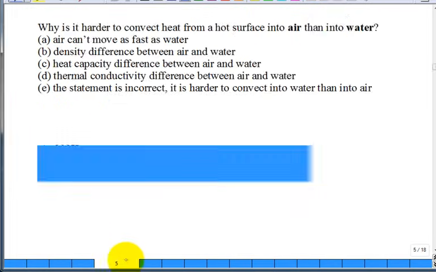Why is it harder to convect heat from a hot surface into air than from a hot surface into water? Well, air can't move as fast as water. Answer A. Density difference, heat capacity difference, thermal conductivity difference. Or I don't agree with that statement. The statement's incorrect. It's just the opposite. So we're running the clicker. We'll give you about 60 seconds.